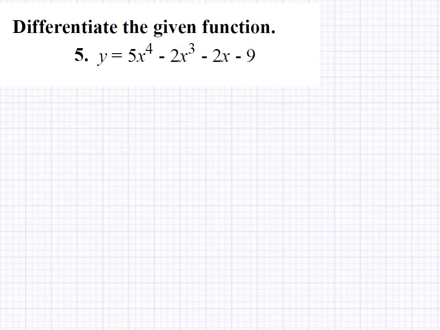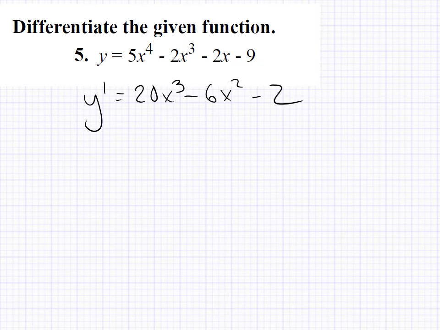So this one we have to differentiate the function. This should be real easy. Polynomial differentiation should be something you should do in your sleep at this point. So if you look at this, y prime would be 20x cubed minus 6x squared minus 2. Very simple to do using your basic rules: power rule, constant multiple rule, sum and difference rule.